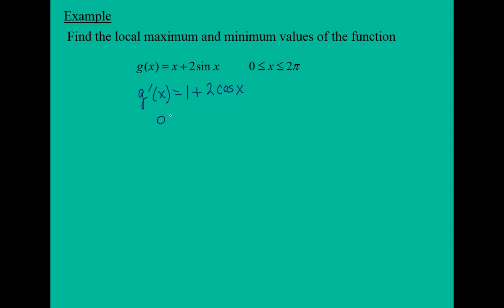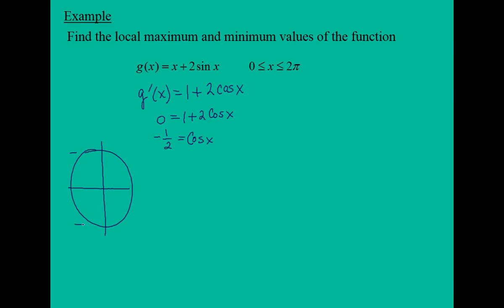So we'll set this equal to 0. And when we solve for cosine of x, we would subtract 1 and divide by a positive 2. So we'd have negative 1/2. And if we looked at our unit circle, we know that the cosine is negative in quadrants 2 and 3.